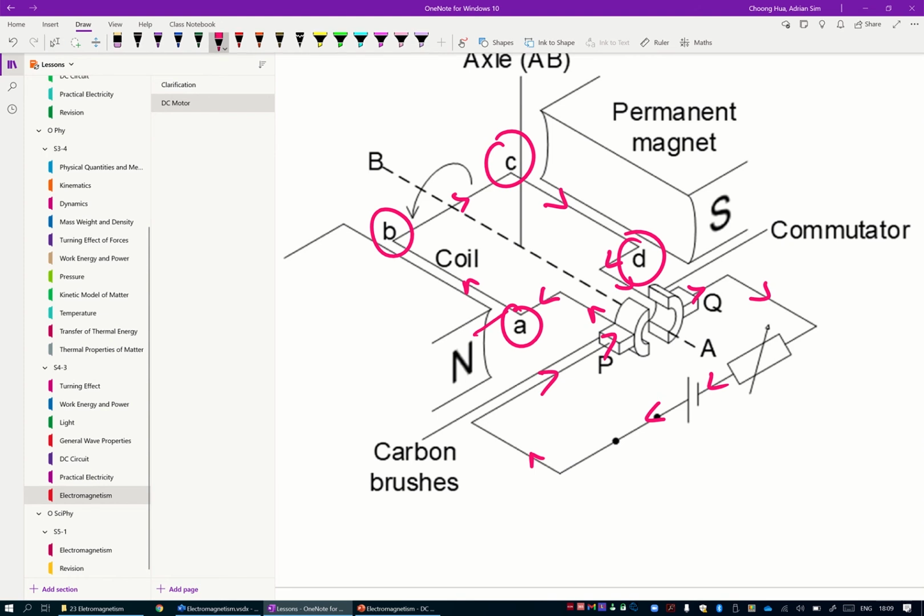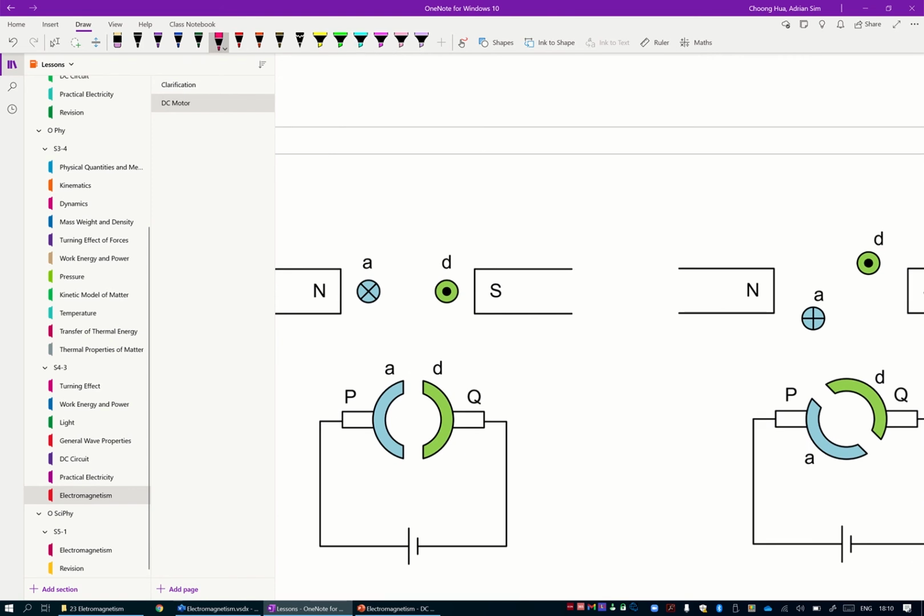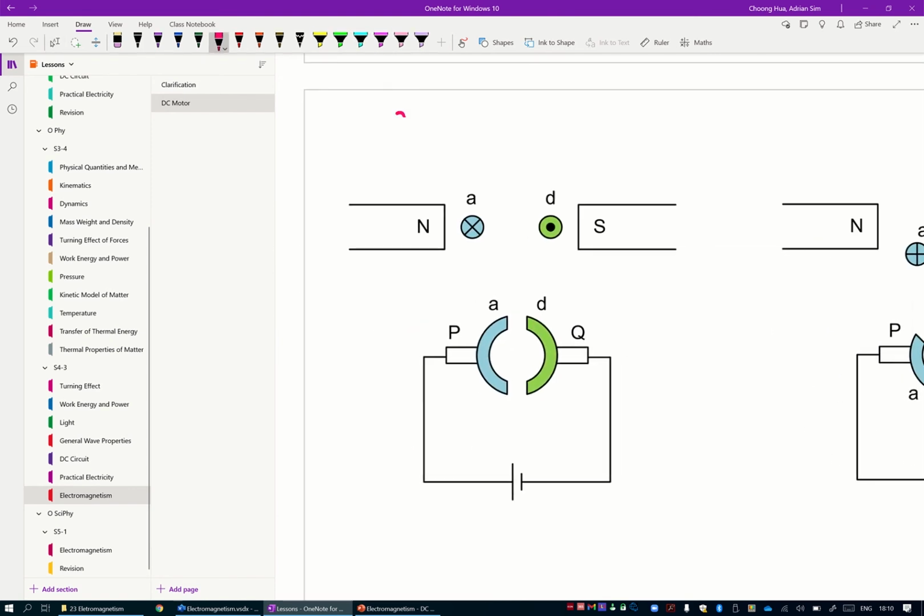Note the position AD, and how they're connected to the commutator P and Q. Note that this A is now connected to this split ring, and this D is now connected to the other split ring. I need you to take note of the position at this moment because I'm going to start from here. This will be the starting point.